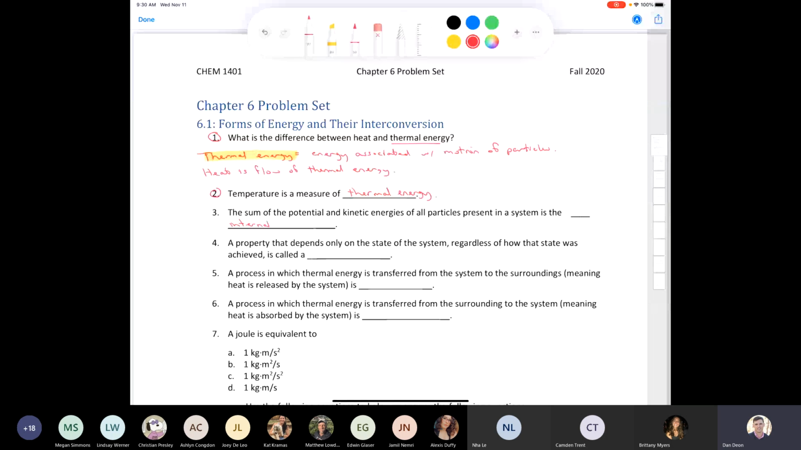So internal energy, just getting some more definitions out of the way here. A property that depends on the state of the system, regardless of how that state was achieved, is called a, who could tell me what the answer to this one is? If you watched my videos for sections 6.1 and 6.2, you would have seen this definition repeated several times throughout those videos.